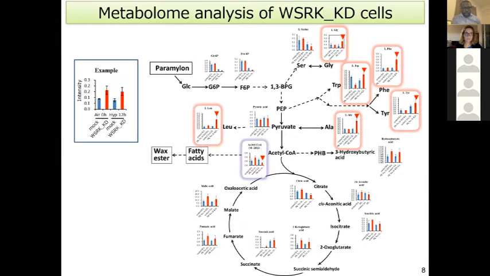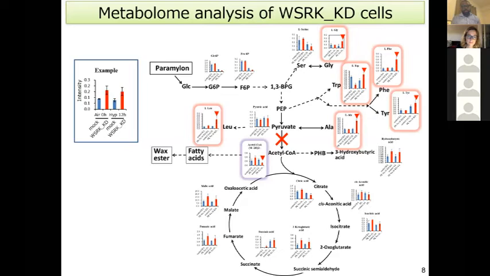In addition, metabolome analysis shows that the content of some amino acids derived from glycolysis was increased in WSRK knockdown cell lines, as highlighted in red background. In contrast, the acetyl-CoA level in knockdown cells was markedly lower than that in the mock control. So taken together, the conversion from pyruvate to acetyl-CoA was suggested to be the causal point of WSRK knockdown.